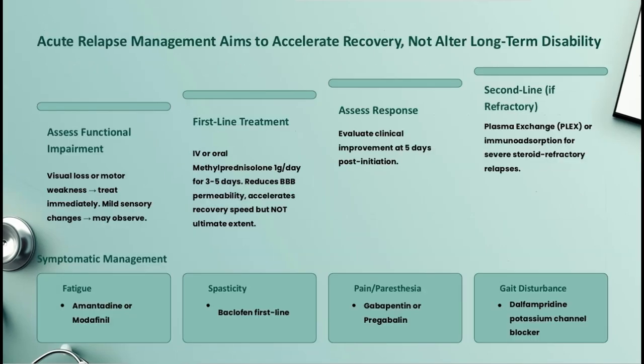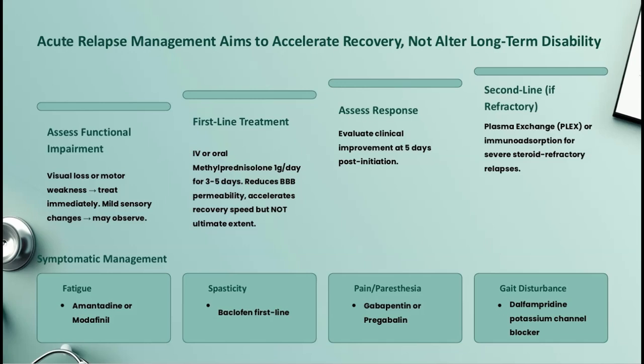Management of acute relapse aims to accelerate recovery, not alter long-term disability. The first question is functional impact. If a patient has significant visual loss, motor weakness, or disabling neurological deficit, treatment is indicated. Mild purely sensory symptoms may sometimes be observed. First-line treatment is high-dose methylprednisolone, typically 1 gram daily, either intravenously or orally for 3 to 5 days.